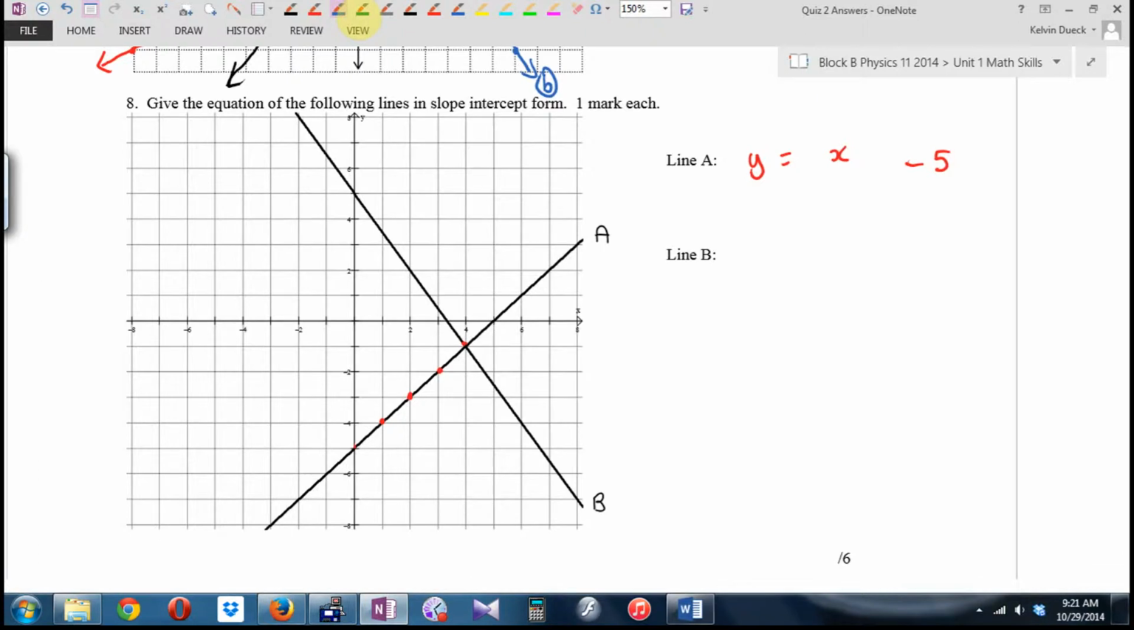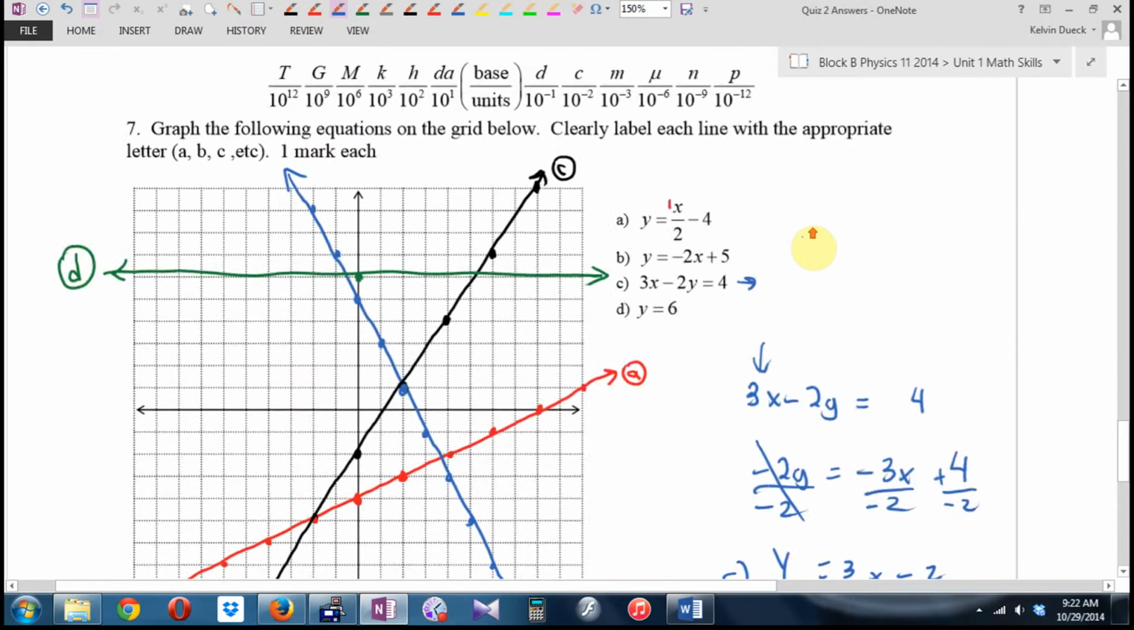Line B. What's the y-intercept? Positive 5. What's the slope? Down 2 over 1. Although, you know what? I probably wouldn't bother writing the over 1. Sorry, down 3 over 2. I can't even count, Mr. Dueck. It's down 3 over 2. Half mark for the negative 3 over 2. Got to have the x there. And half mark for the plus 5.